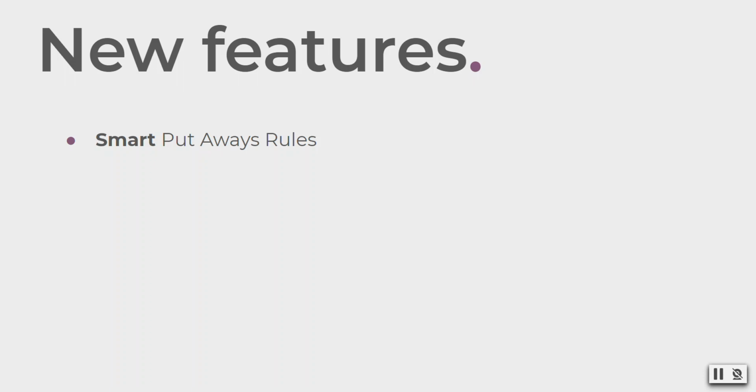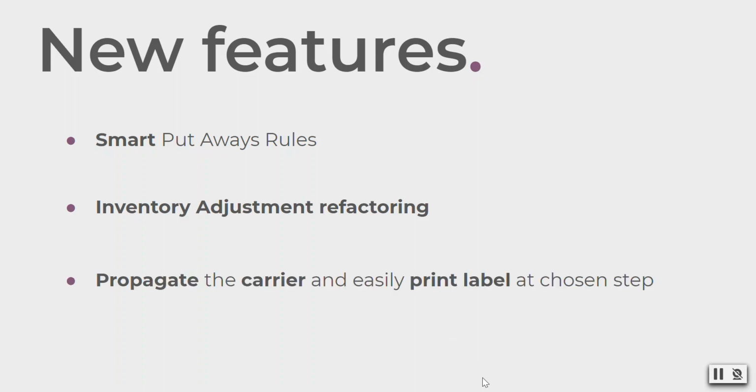The second main change is about inventory adjustment. The way of doing inventory adjustment has been completely reviewed, and you can now validate your counted quantities line by line, so you no longer need to stop a part of the activity or a whole activity for inventory purposes. And the last main change is the propagation of the carrier to all the stock moves, and the fact that you can decide at which operation you print the tracking label.